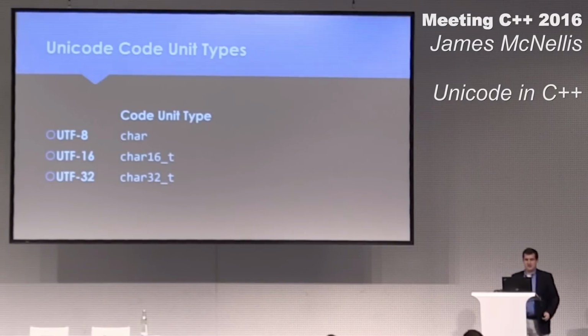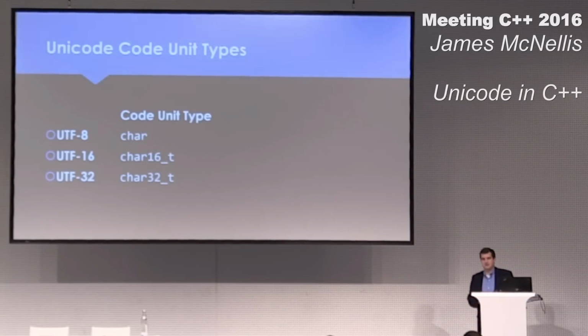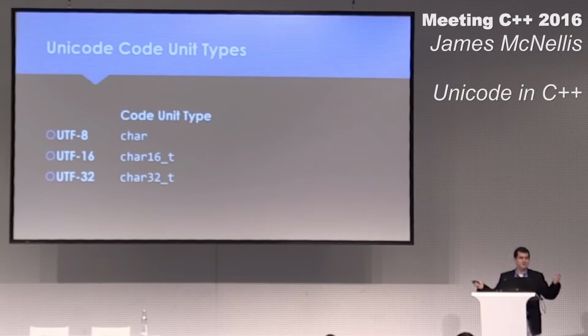So in C++, we have some Unicode code unit types. For UTF-8, it's just char. Unfortunately, we don't have a special type to say this is a UTF-8 code unit. The reason for that is largely for compatibility with, well, basically everything that operates on single byte strings. For UTF-16 and UTF-32, we have char16_t and char32_t.